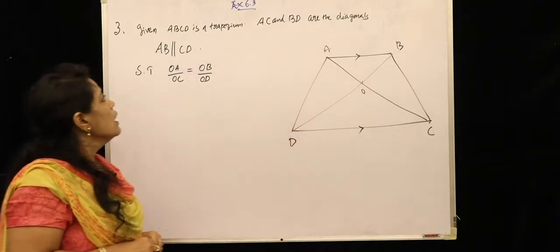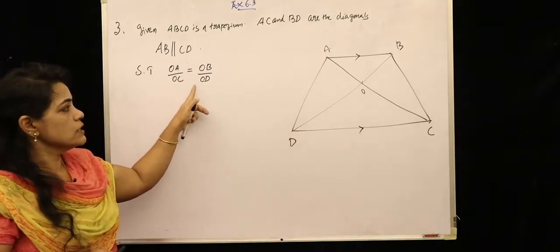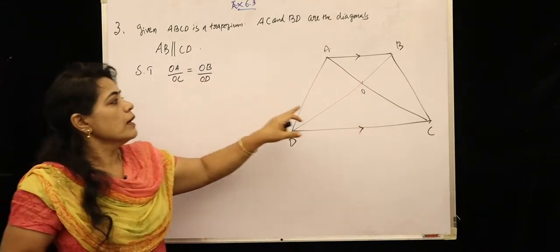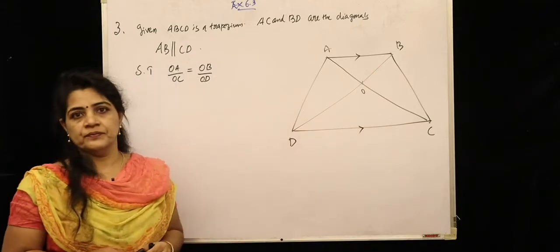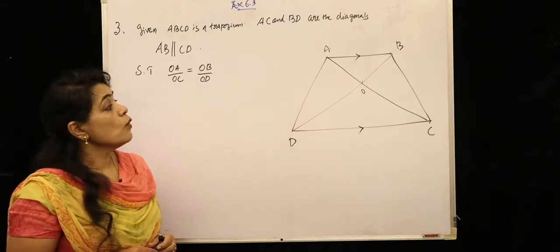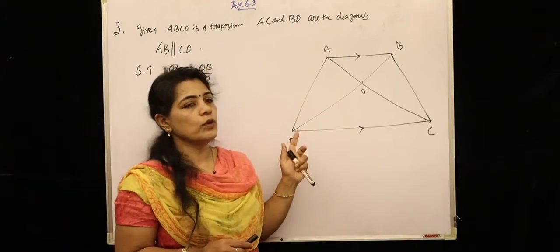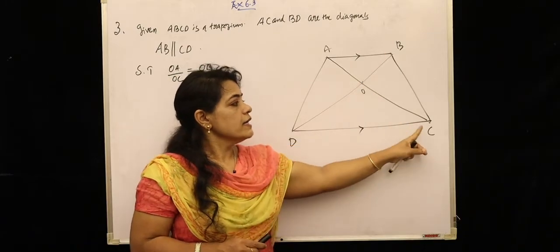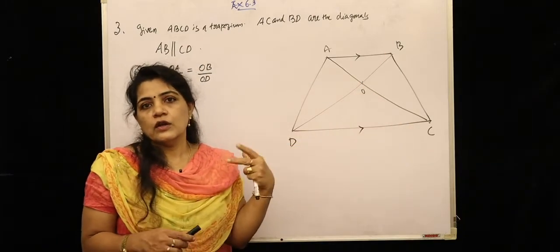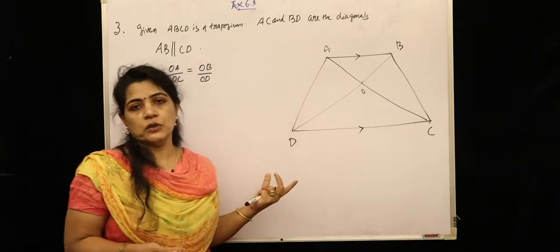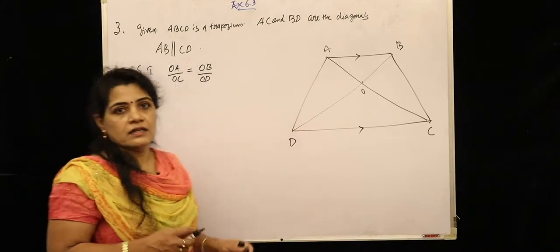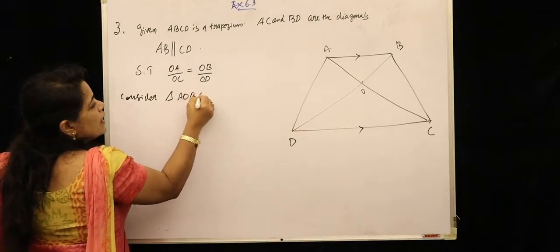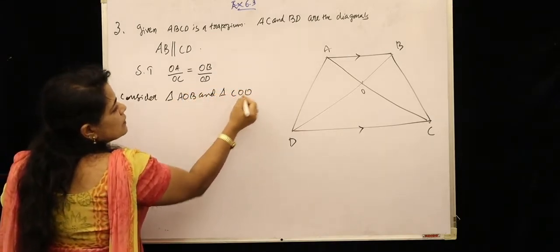And we have to show that OA by OC is equal to OB by OD. See children, here in this question, this OA, OC, OB and OD, all these are the sides of triangle AOB and COD, isn't it? So in order to get that answer in terms of ratio, I am going to consider these two triangles. Okay, so consider triangle AOB and triangle COD.